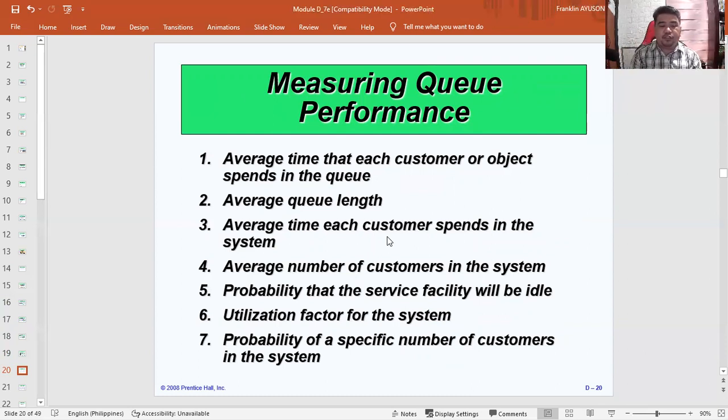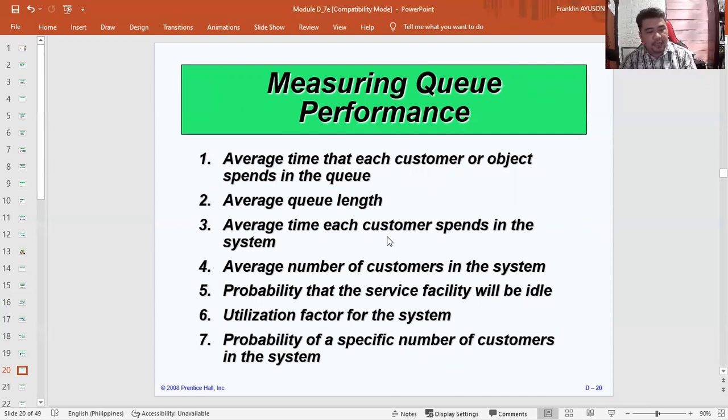The average time each customer spent in the system. Okay, so pagkatapos mo sa queue, punta ka na sa sistema, gaano ka katagal dun sa sistema? Or pagdating ba dun sa sistema, meron ulit queue? Yan. Okay, the average number of customer in the system. Okay, customer in the system. Ilan yung kaya sa loob ng sistema?